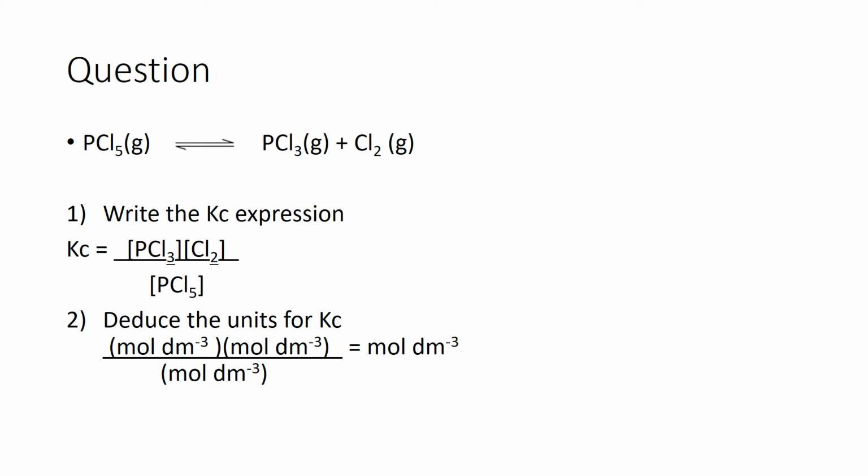Because you've got moles per decimeter cubed times moles per decimeter cubed on the top, one of those will cancel out by the moles per decimeter cubed of the phosphorus pentachloride on the bottom, meaning that the overall unit, what you've got left, is moles per decimeter cubed. So the units for Kc in this instance will simply be moles per decimeter cubed.